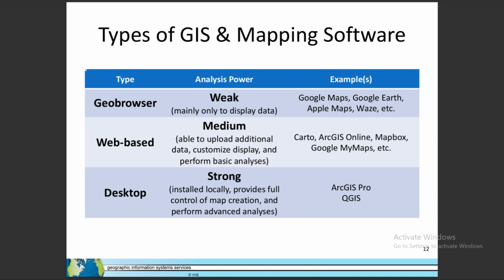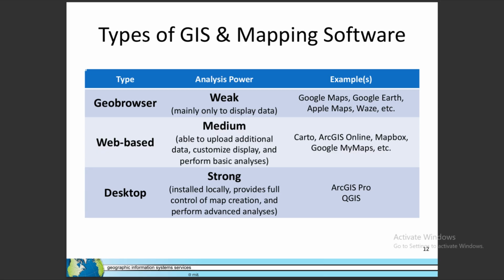Geobrowsers are at the low end of analysis power. These are tools like Google Maps, Google Earth, Apple Maps, and Waze. Most of us use these every day. They're fantastic for navigation and displaying information, but they're fundamentally limited. You can't upload your own datasets, run spatial analyses, or control how data is symbolized. They're viewers, not analyzers. Web-based GIS platforms sit in the middle.